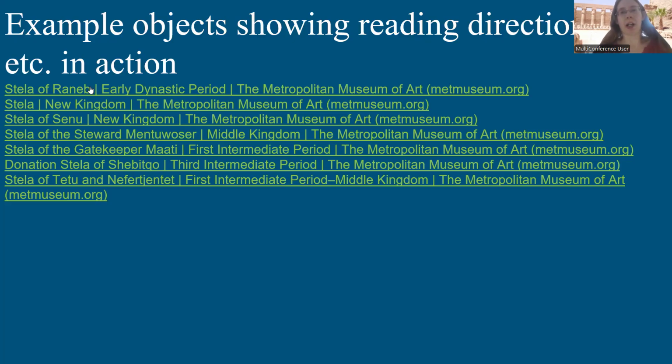So this is an object that comes from the early dynastic period. And if you look at the actual word that's on here, it is a name. And so we have R Neb. So Ren Neb, because we have Ra Neb. So in this case, you would start here and go there.